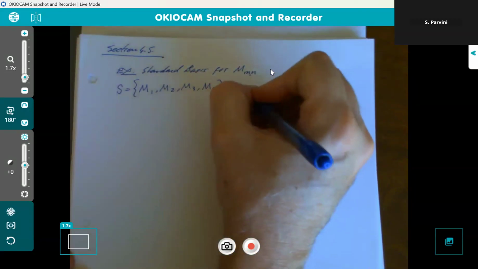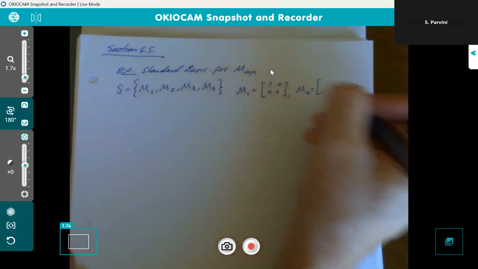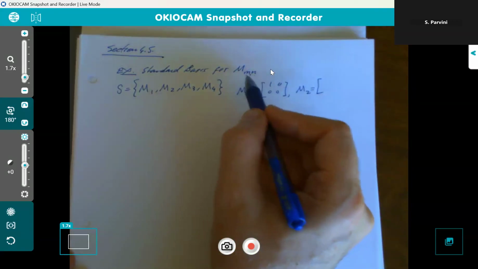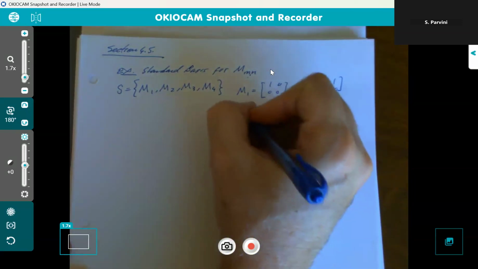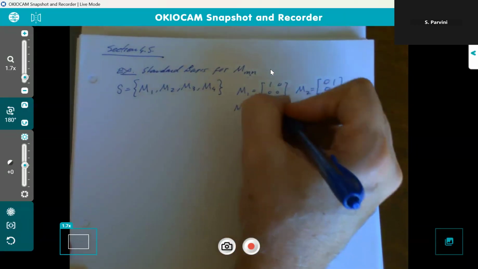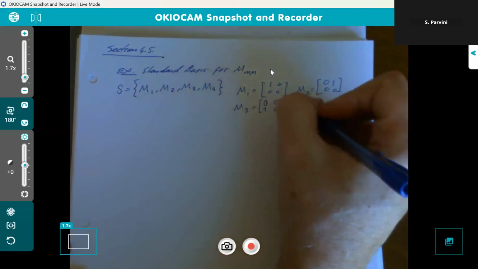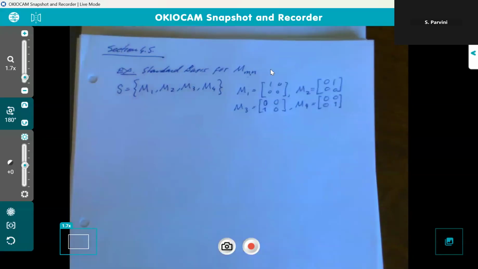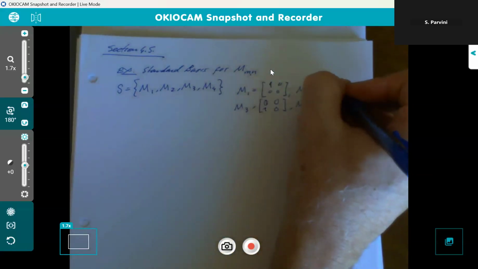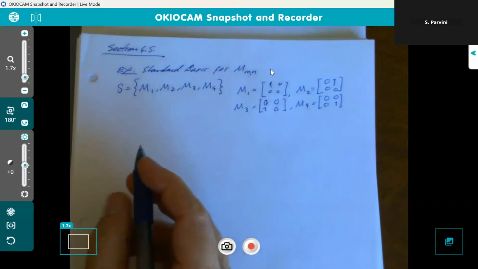Let's say M1, I want it to be 1, 0, 0, 0. M2, and I'm looking at 2 by 2s here, which are a subset of m by n, is 0, 1, 0, 0. And M3 is going to be 1 in the second row, first column, and 0 elsewhere. M4, let it be 0 anywhere except the second row, second column. So we got just those elements for each of those matrices. This is what we call the standard basis for 2 by 2s.